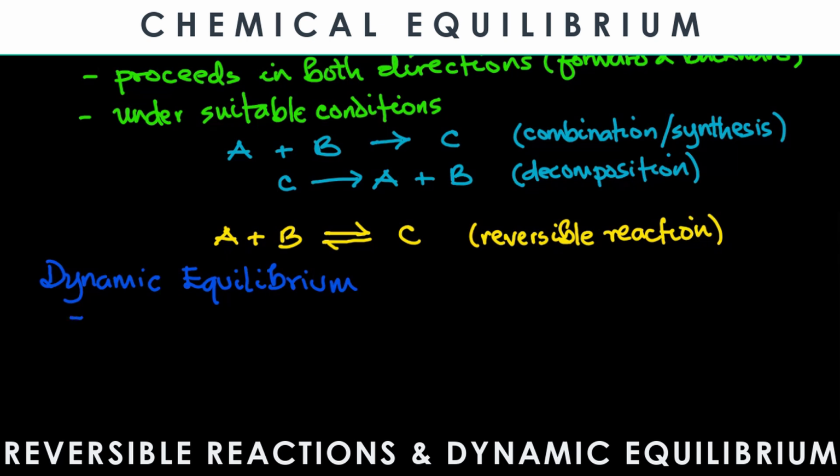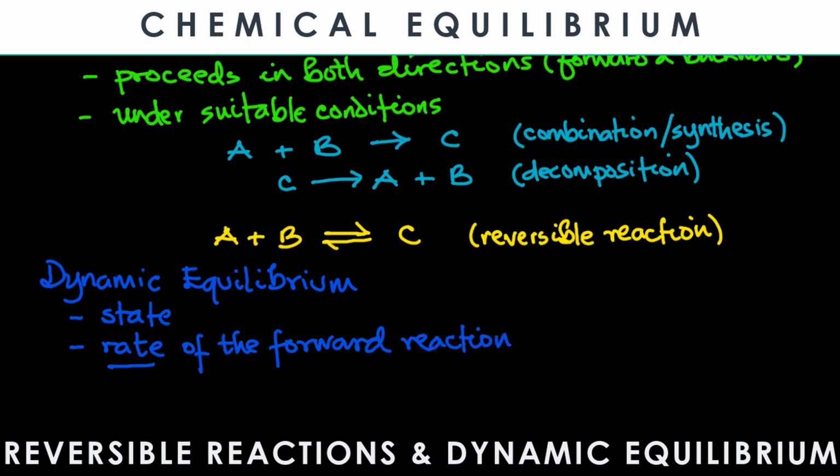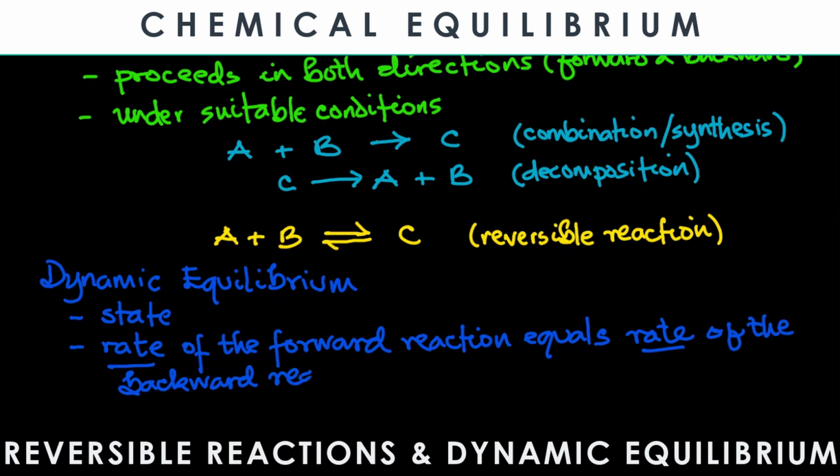So what are the keys when defining dynamic equilibrium? First of all, it is the state of equilibrium of the system where the rate of the forward reaction equals the rate of the backward reaction.